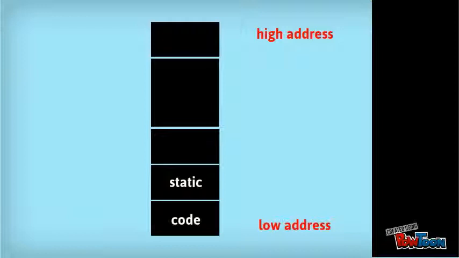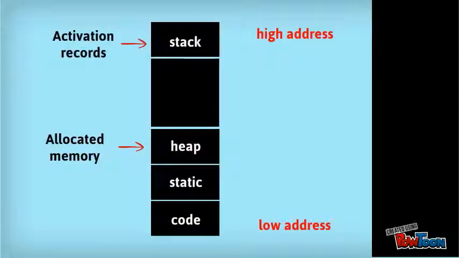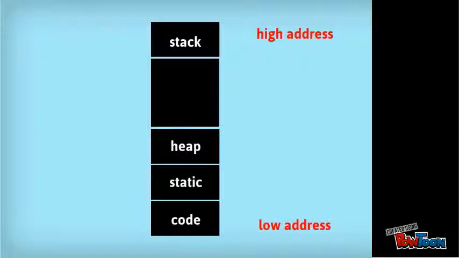Two other areas are placed at the remaining address space: the heap, which stores allocated memory, and the stack, which stores activation records generated during procedure calls. These areas are dynamic. Their size can change as the program executes, and they grow towards each other as needed. In practice, the stack grows towards lower addresses and the heap towards higher addresses.